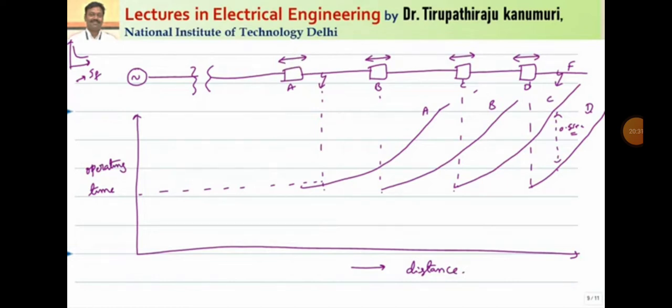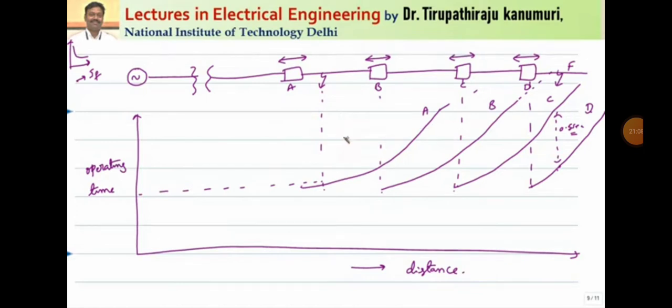Let me try to explain it once again so that it will be much more clear. Let us assume the fault has happened at this point. You can extend the line from this fault, and you can see it intersects at this point, which is the operating time of relay number D. Let us assume relay number D has failed to operate. Then for this particular fault, the relay at location C will operate after some time, and the relay at point B will operate after some time if C fails, and relay number A will operate after 0.5 seconds if relay B fails. In that way, backup protection is also provided.